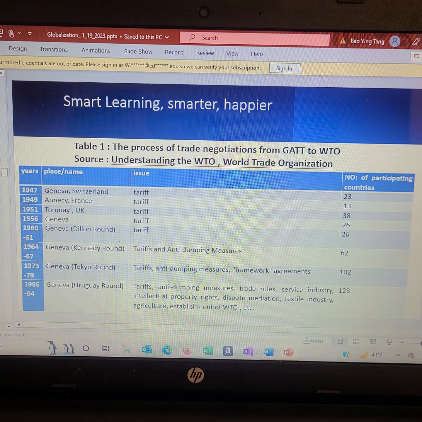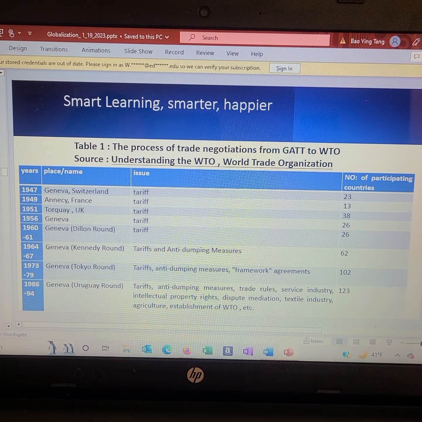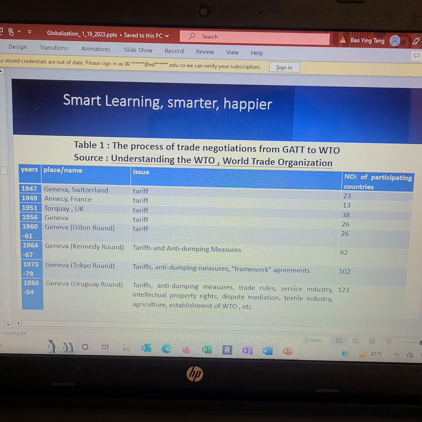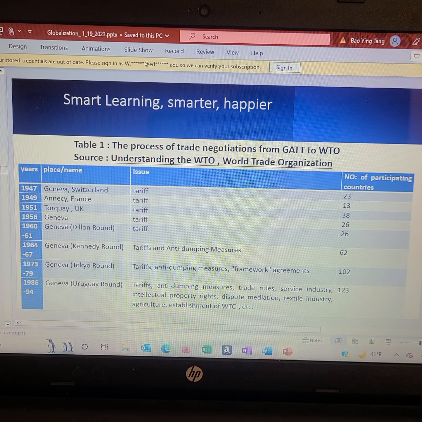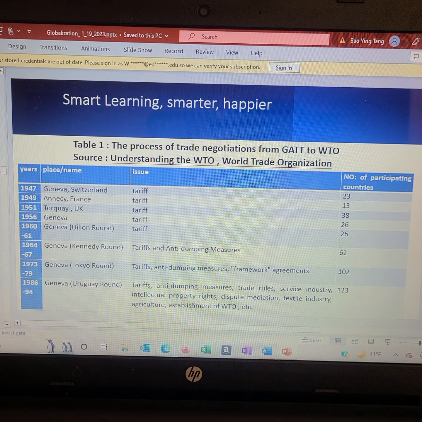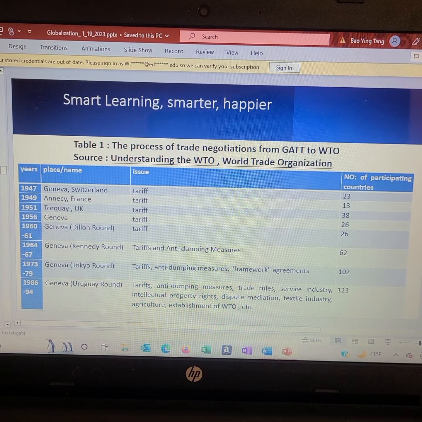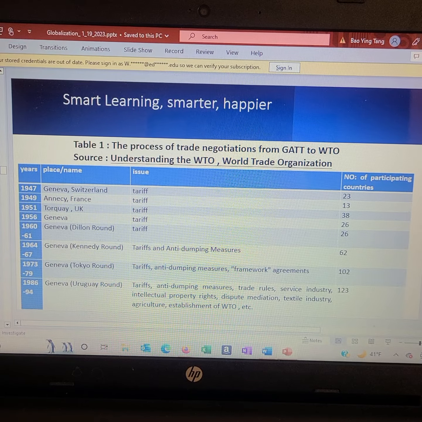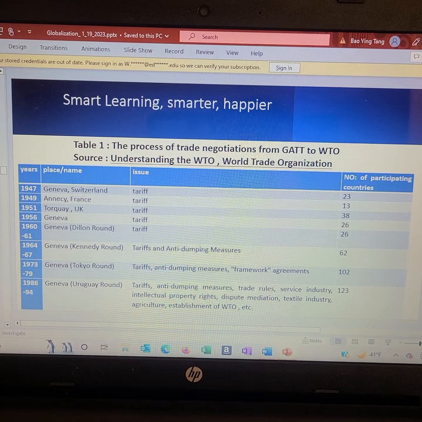It was not until 1986 to 1994, the Uruguay Round of talks, that the international community started to talk more about other aspects of international trade, like anti-dumping measures, trade rules, service industry, intellectual property rights, dispute mediation, textile industry, agriculture, and ultimately the establishment of the World Trade Organization.